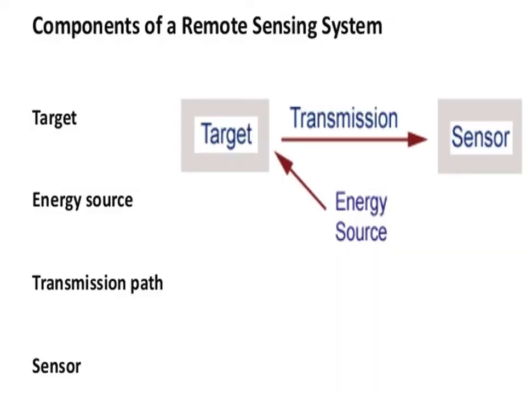Components of remote sensing: target, energy source, transmission path, sensor.